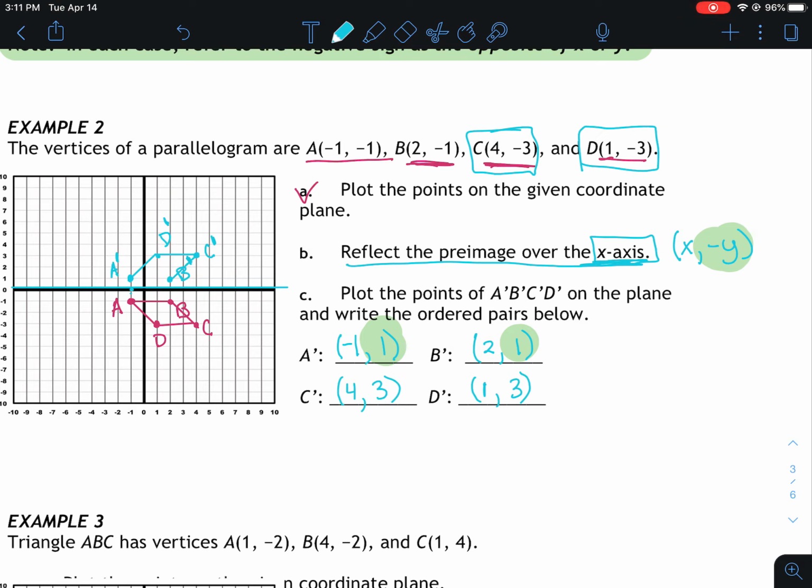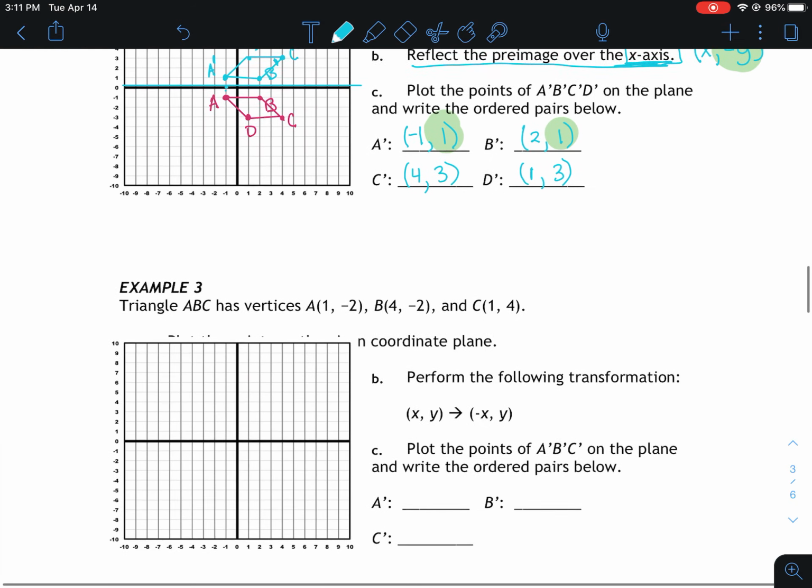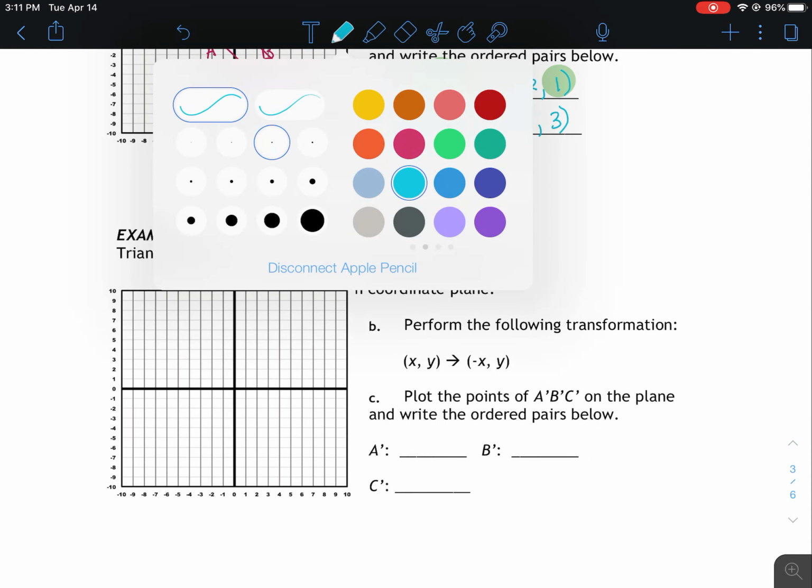Notice my shape did not change size, and it did not change the shape. What it did change is its location. It flipped or became a mirror image of the previous image.